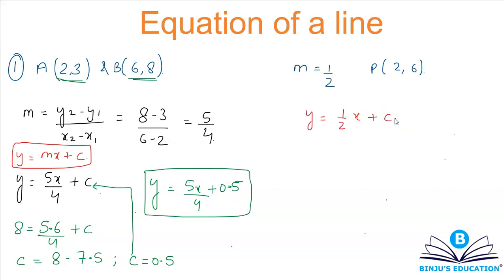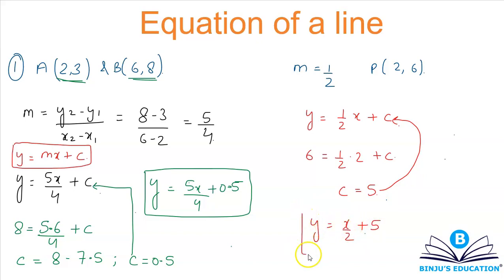To calculate c, you will use the point (2, 6). You will get 6 is equal to 1 by 2 into 2 plus c, or c is equal to 5. Once you get c is equal to 5, you're going to put the value of c back here. You will get y is equal to x by 2 plus 5. This one is much simpler, right?